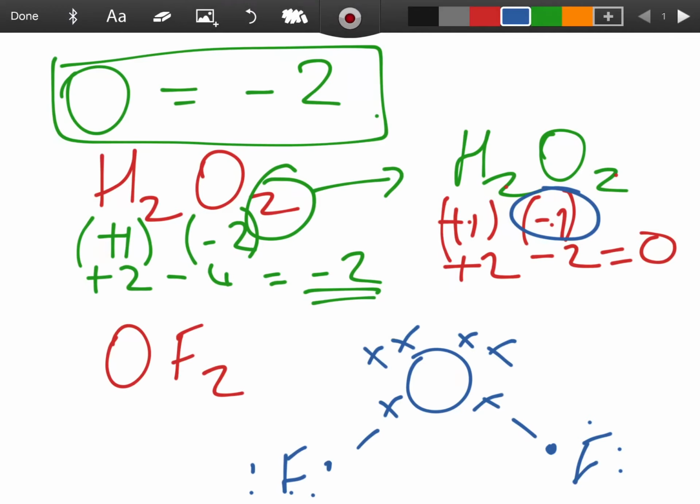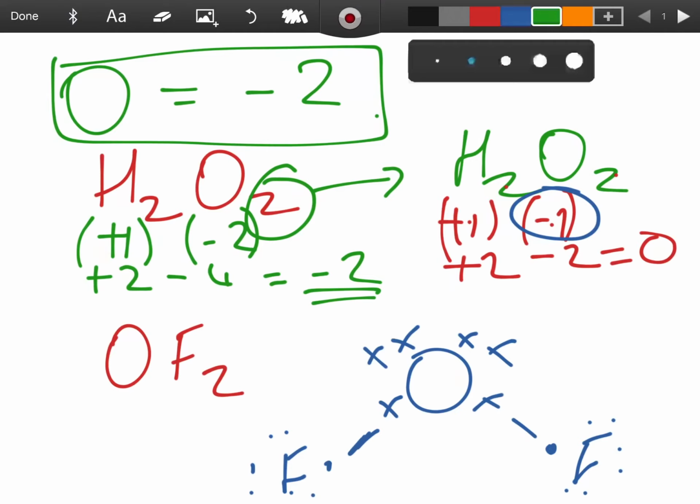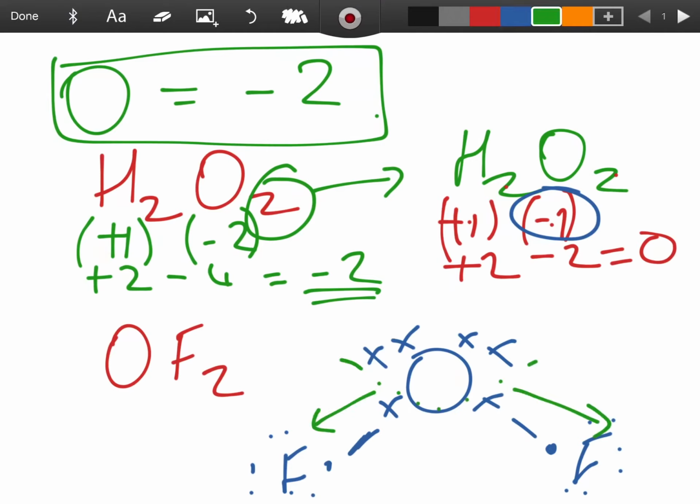Fluorine is more electronegative than oxygen, okay? So if we draw OF2 there, now we can fit in the other 1, 2, 3, 4, 5, 6, 7, 1, 2, 3, 4, 5, 6, 7. Right. So if we fill in, fluorine is more electronegative. Fluorine is the most electronegative. So it's like fluorine is taking the electrons. So the electrons are going that way.